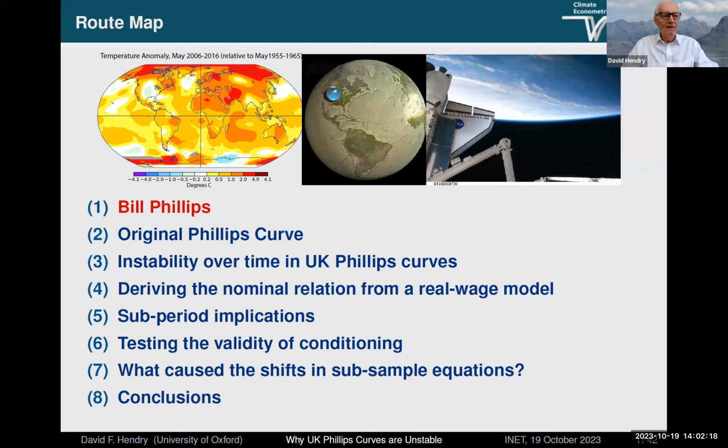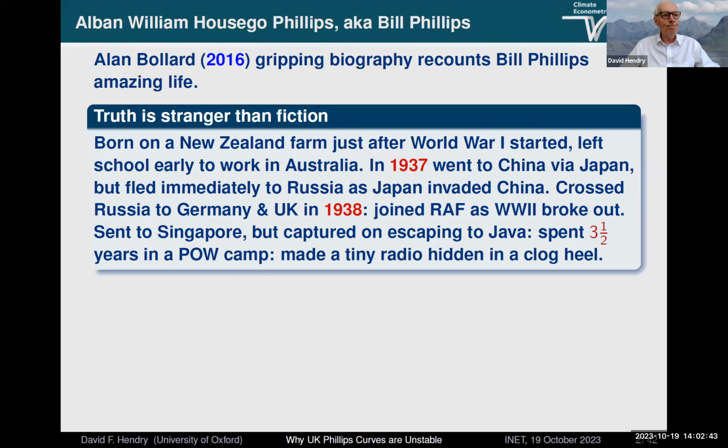Then we'll look at subperiod implications, exactly the subperiods that the Phillips curve is known to have shifted in, and show that there are really interesting implications that, again, add to the puzzle as to what's going on. Then we'll test the validity of conditioning in the variables and show that, yes, we can do that. And then finally address what caused the shifts in the subsample equations and draw some conclusions.